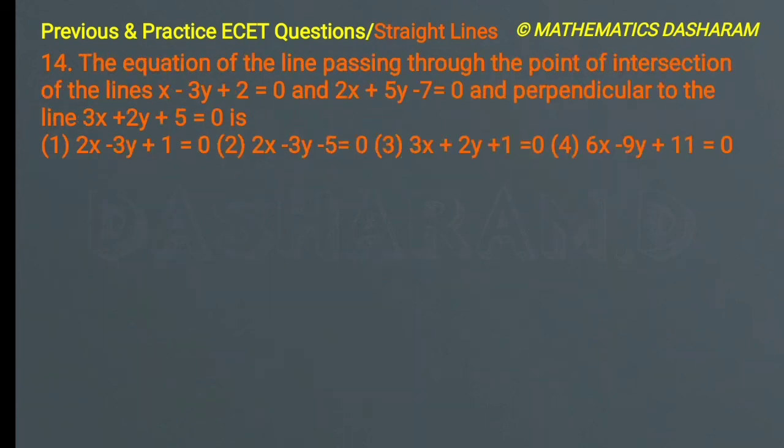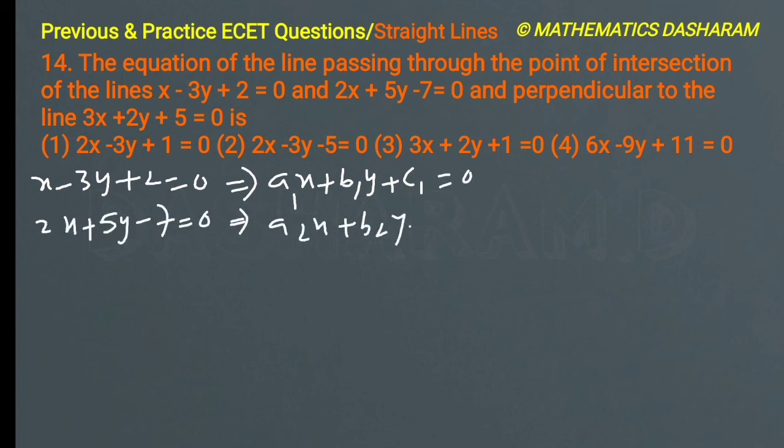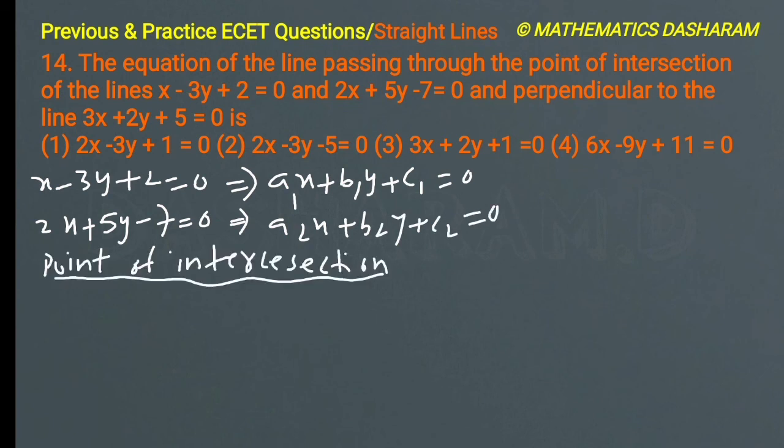Next, the 14th question: the equation of the line passing through the point of intersection of the lines x minus 3y plus 2 equals 0 and 2x plus 5y minus 7 equals 0 and perpendicular to the line 3x plus 2y plus 5 equals 0 is. The first given equation, compare with a1x plus b1y plus c1 equals 0. The second equation, compare with a2x plus b2y plus c2 equals 0. To find the point of intersection, use the formula that is b1 c2.